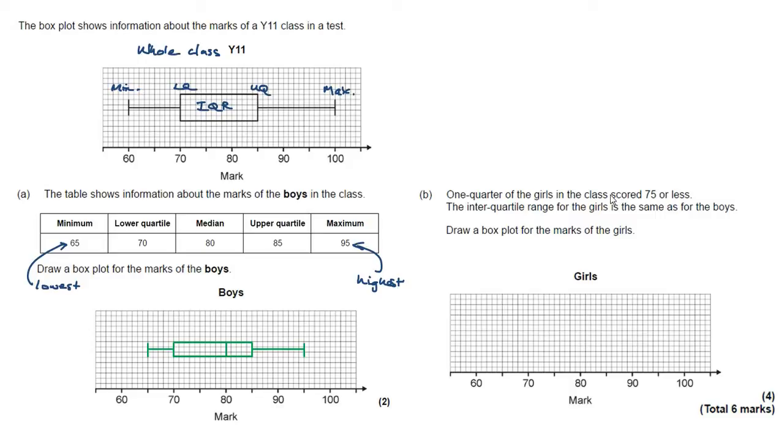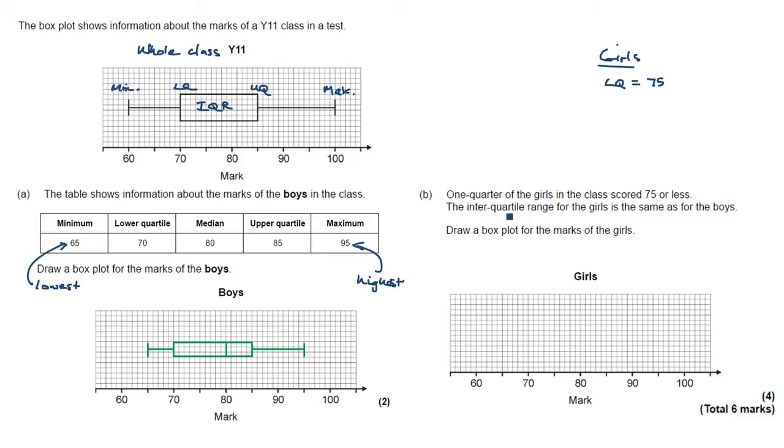So if we think about the girls, let's just write girls here, then if 1/4 scored 75 or less, then that must be where we mark the lower quartile. So the LQ for the girls must equal 75. Okay, that's the lower quartile or the boundary. So in other words, 1/4 of the marks were below that, so it's the boundary between the first quartile and the second quartile, so we call that the LQ. So that's good. They've given us one bit of information.